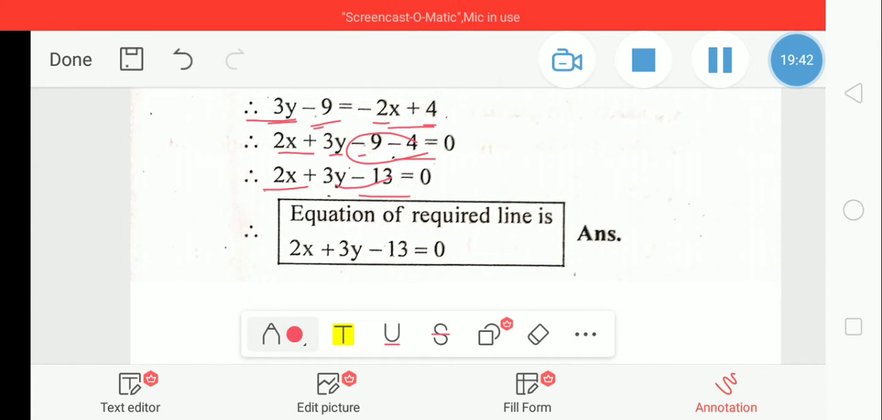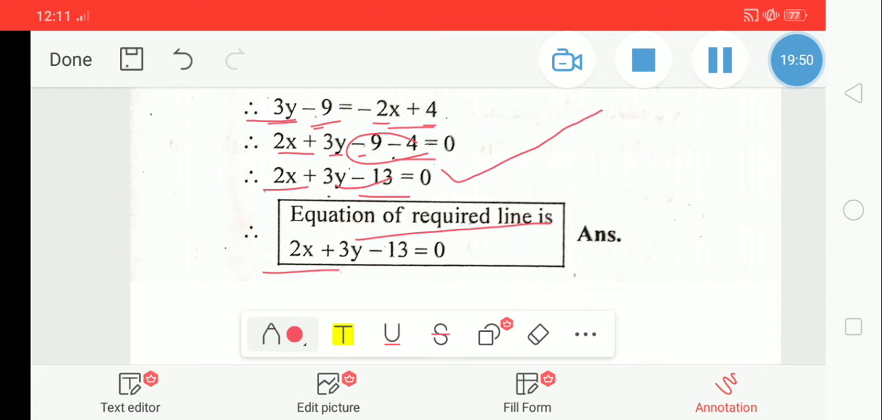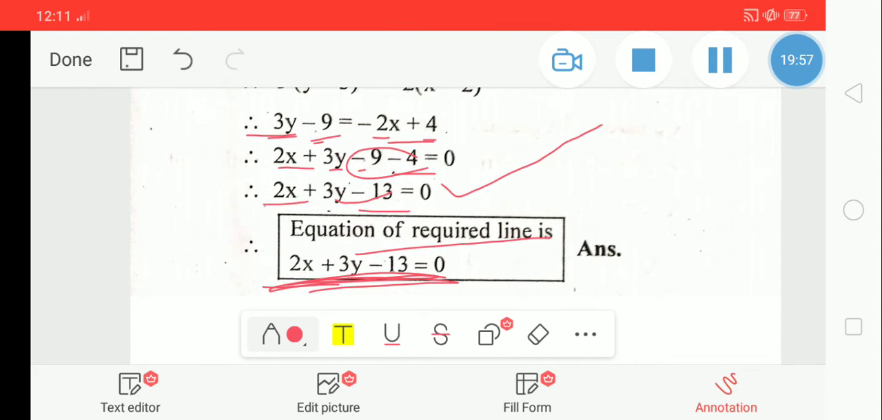This is the equation of the required line. So the equation of the required line is 2x plus 3y minus 13 is equal to 0. This is the equation of the required line. So in this way we find so many problems on unit 3 lecture.